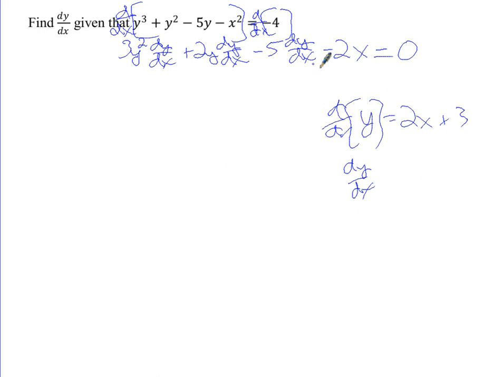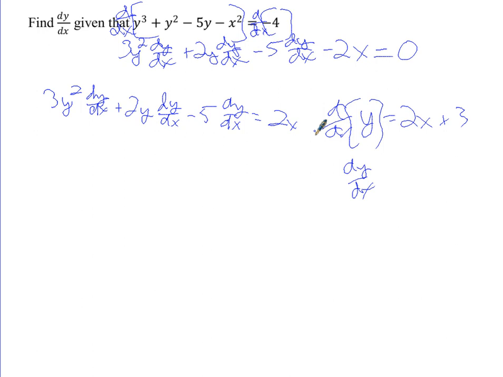So now we've taken the derivative with respect to x of both sides of the equation. The next thing we have to do is collect all of the dy over dx terms on one side, get all of the other terms on the other side. So since I have all my dy over dx's already on the left side, I'm just going to add 2x to both sides. And now I have 3y squared dy over dx plus 2y dy over dx minus 5 dy over dx equals positive 2x.